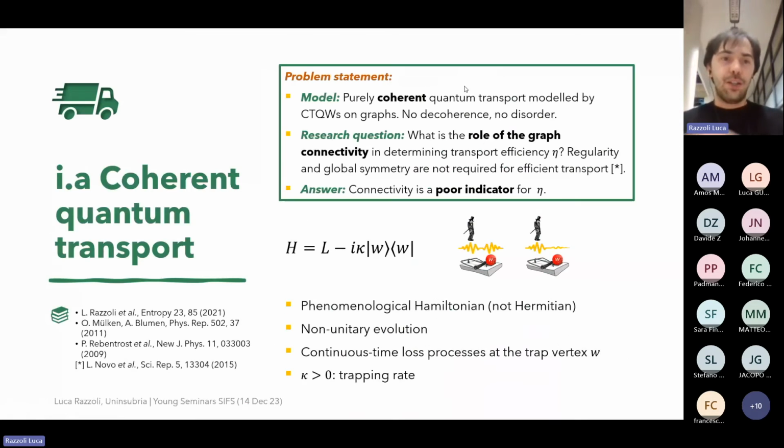So we start by discussing coherent quantum transport. We consider a continuous time quantum walk on the graphs in the absence of decoherence and without disorder. So we only include the trap vertex, which is responsible for the continuous time loss processes. We can phenomenologically model this process by considering this non-Hermitian Hamiltonian. It generates a non-unitary evolution because of the loss processes we have at the trap vertex.